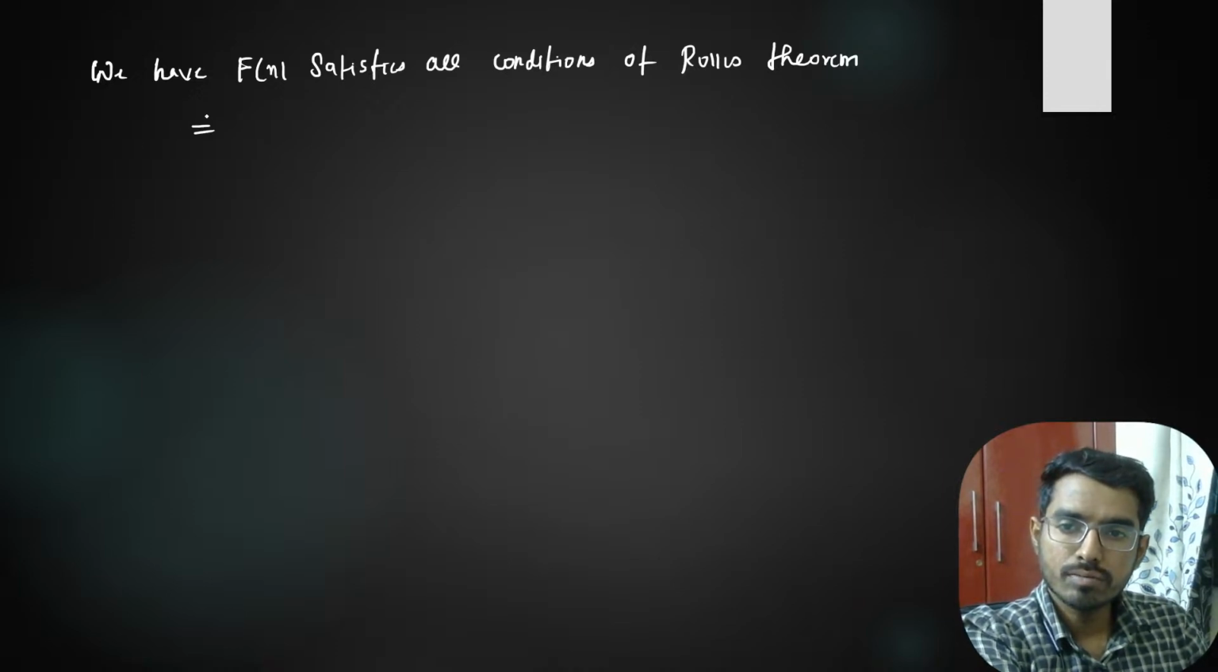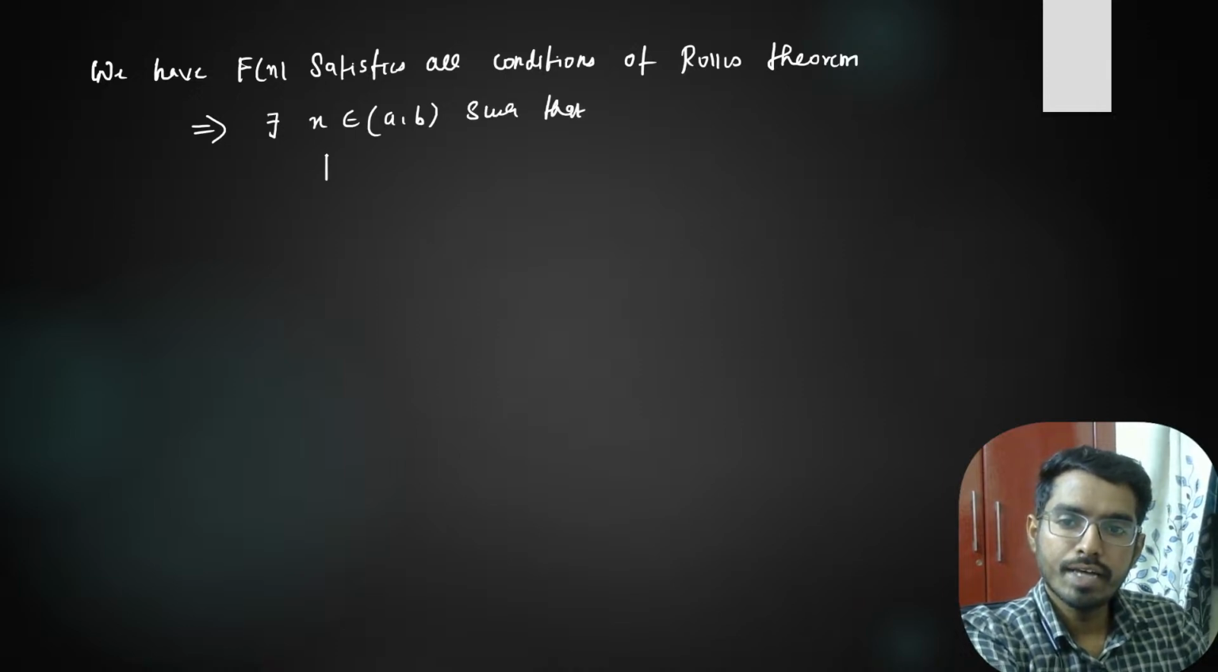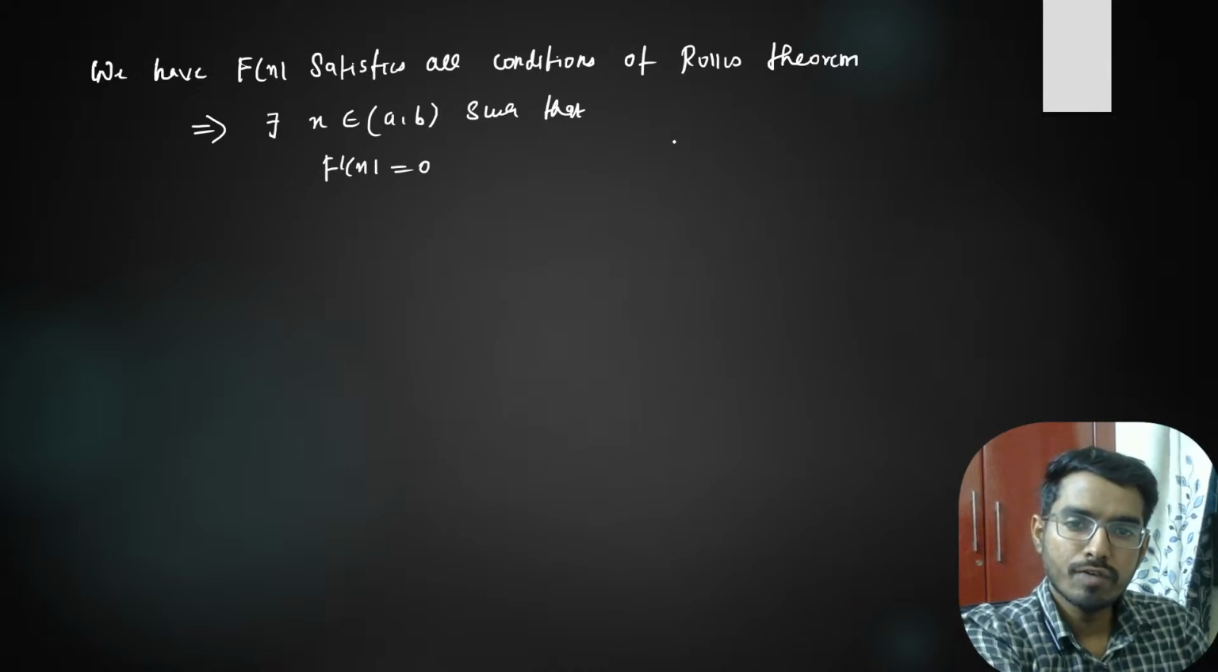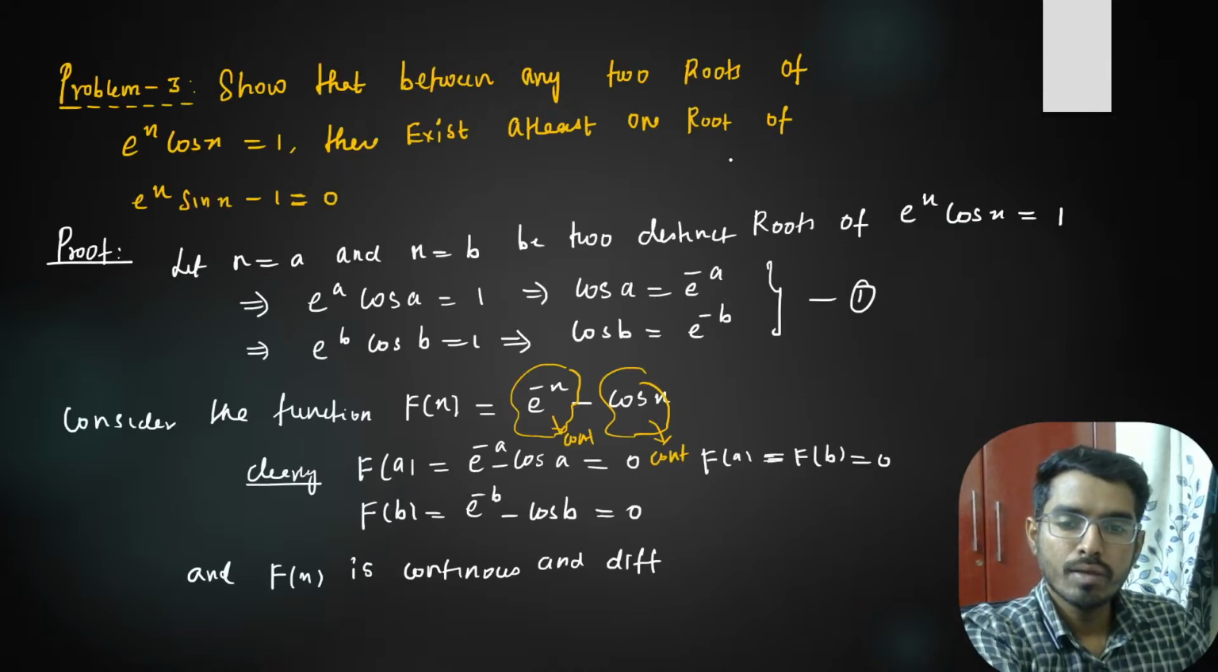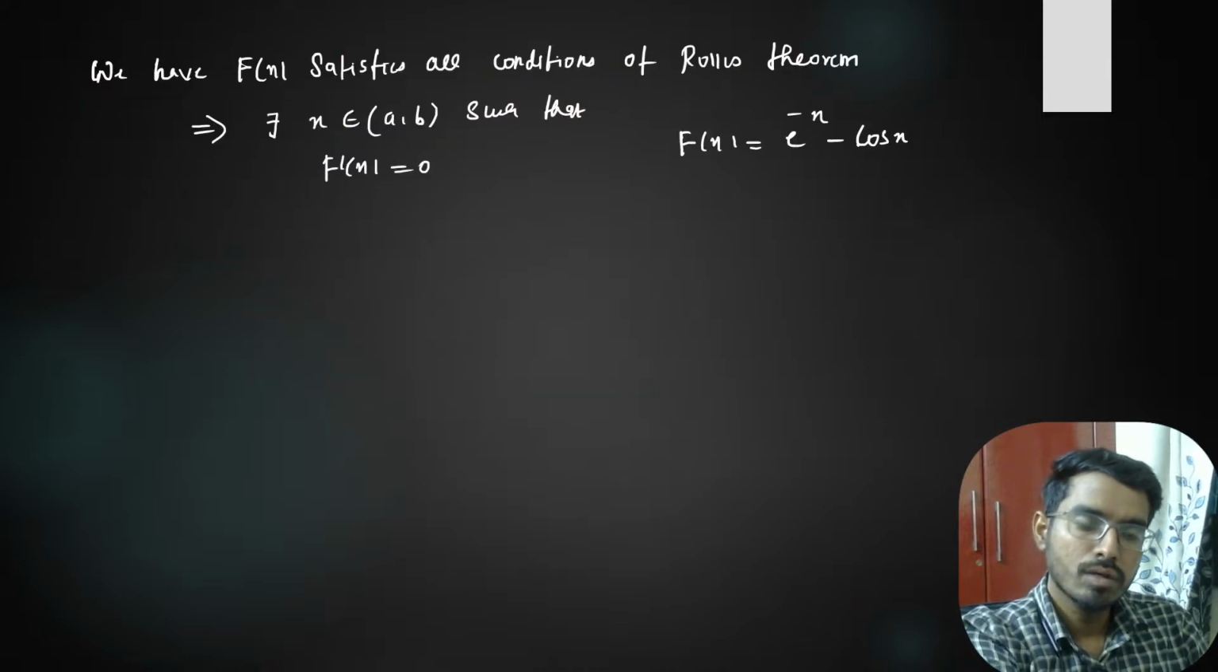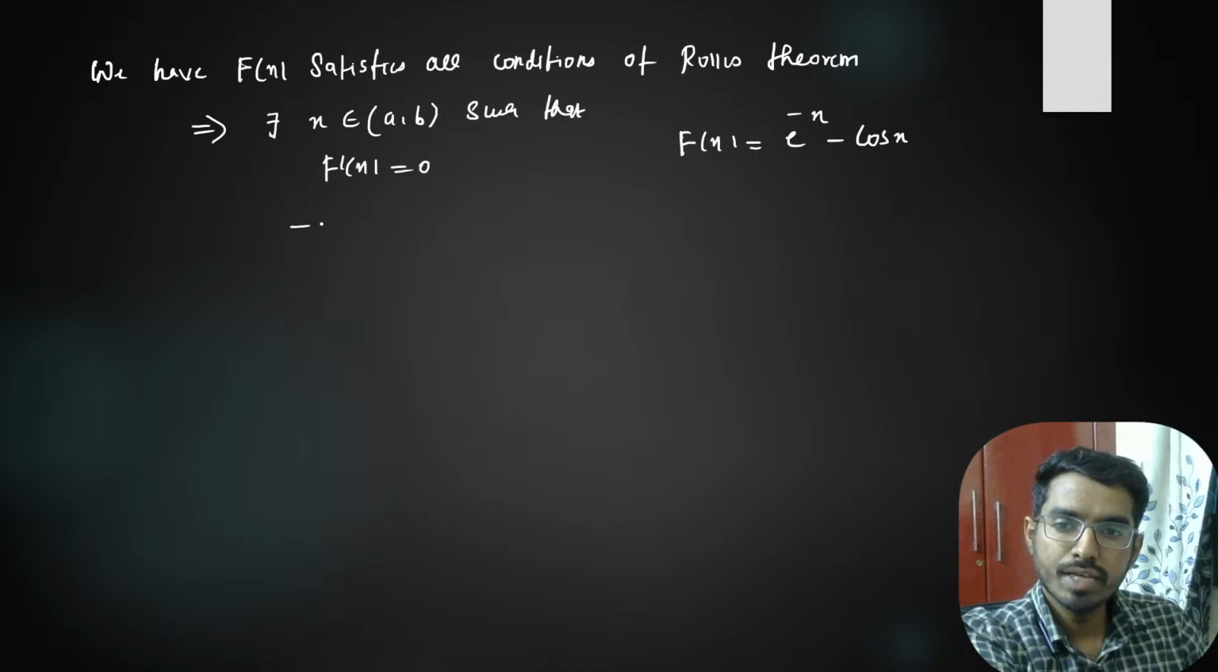This implies there exists a number x in the interval (a, b) such that f'(x) is equal to 0. Now what is f'(x)? What is our f(x)? We have defined f(x) as e^(-x) - cos x. So what is f'(x)?